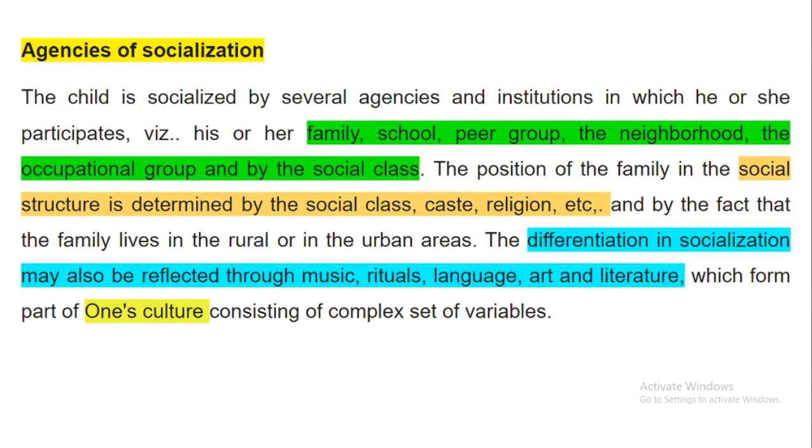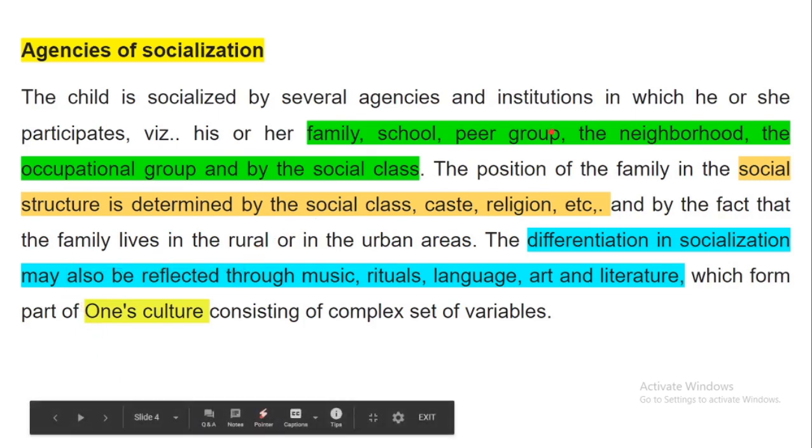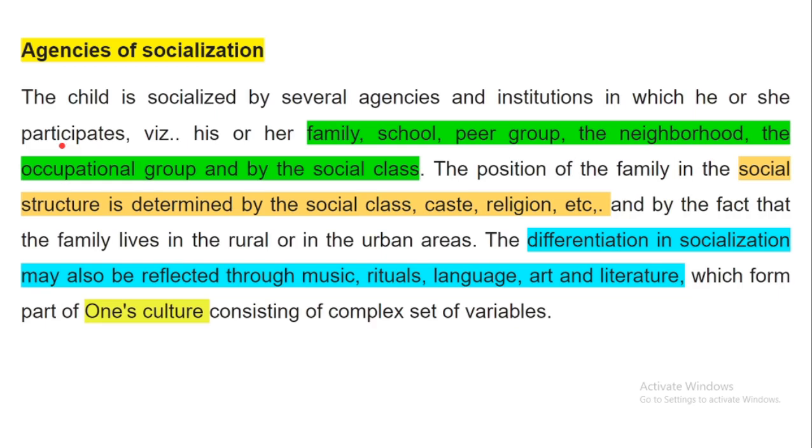Now next, agencies of socialization. The child is socialized by several agencies and institutions in which he or she participates. So normally agencies are those in which we participate, and from socialized agencies and institutions we learn something, and then we participate. These are our agencies for socialization. Now families are our agencies of socialization, then schools, peer groups, the neighborhood, the occupational group, and the social classes.